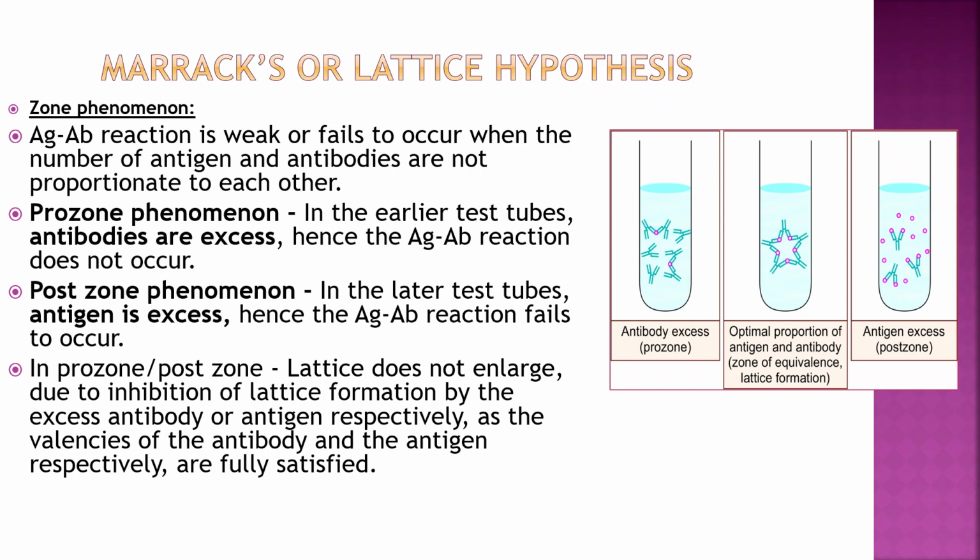Post-zone phenomenon: in the later test tubes, antigen is in excess. Hence, the antigen-antibody reaction fails to occur. So post-zone is the antigen excess. In prozone or post-zone, the lattice does not enlarge due to inhibition of lattice formation by excess antibody or antigen respectively, as the valencies of the antigen and antibody respectively are fully satisfied. In the zone of equivalence, there is the optimal proportion of antigen and antibody, so there is lattice formation.